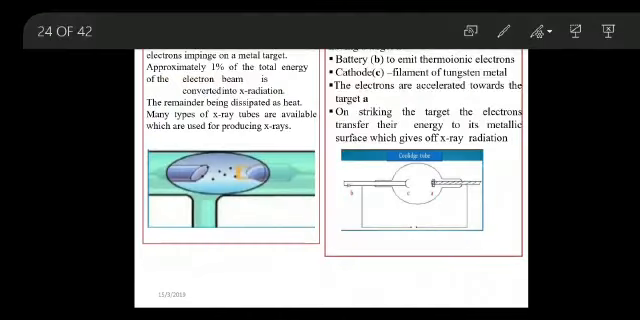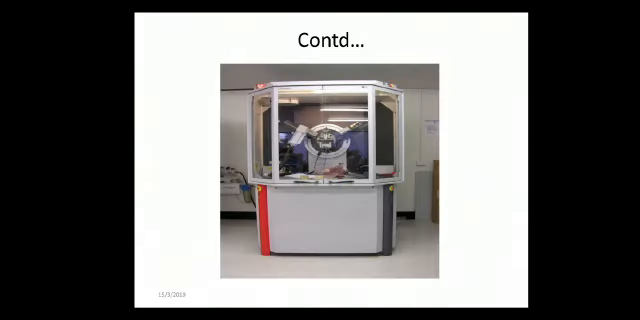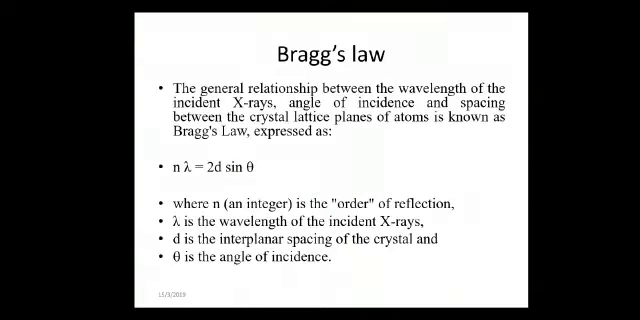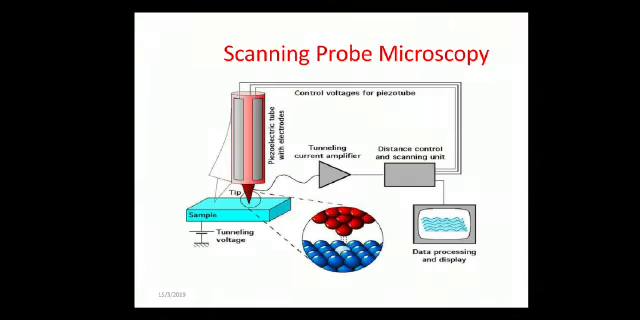So the next instrument is scanning probe microscopy. So what is scanning probe microscopy? Scanning probe microscopes are a family of tools used to make images of nanoscale surfaces and structures, including atoms.